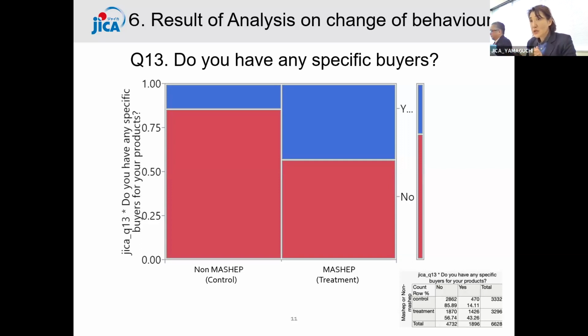So clearly you can see that in the answer of the SHEP farmers, the area of blue, yes, is bigger than for the non-SHEP farmers. It means the SHEP farmers who joined the JICA project and understood the SHEP approach have specific buyers more than non-SHEP farmers. Next slide.